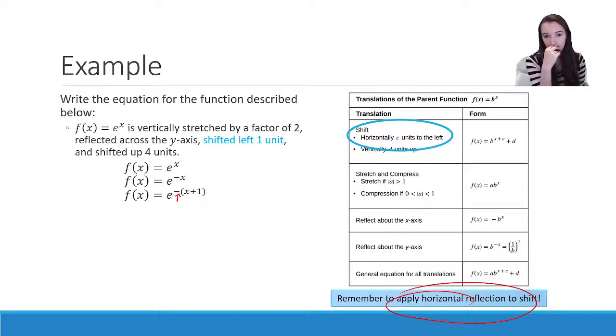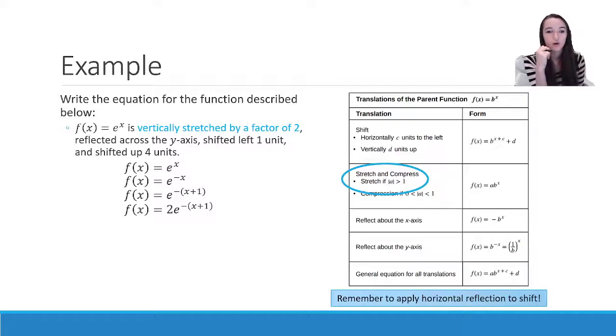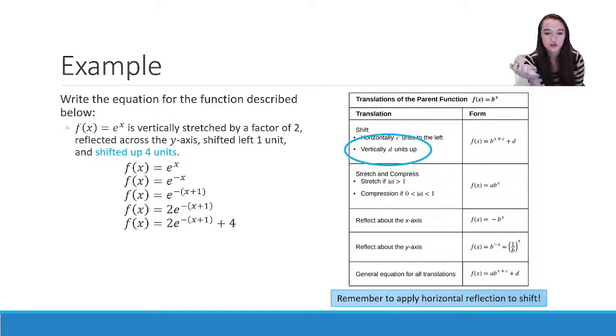Then I am going to vertically stretch by a factor of 2. So remember, I like to work horizontally then vertically. That's just how I learned to do it. If you don't do it in this order, it's not necessarily wrong. You just have to make sure you get all of these facts in there. So I'm going vertical next. Vertically stretched by a factor of 2. There's no reflection there, so we just put 2e to the negative x plus 1. And finally, shifted up by 4 units, I add 4 at the end.